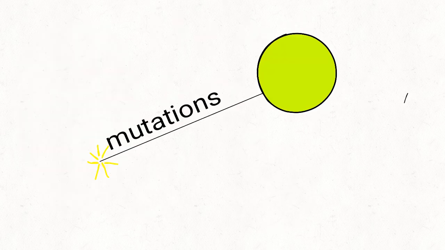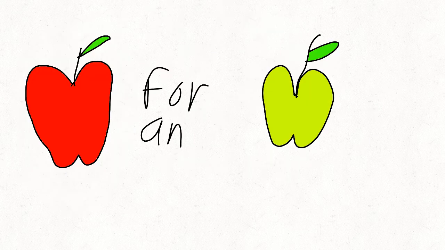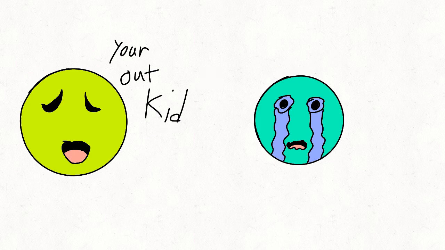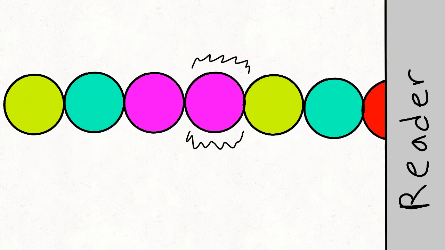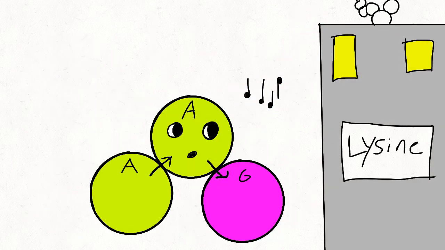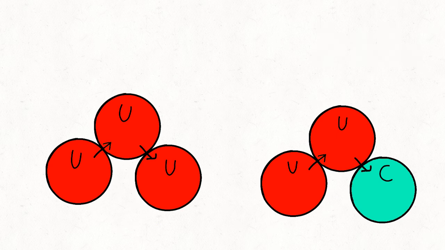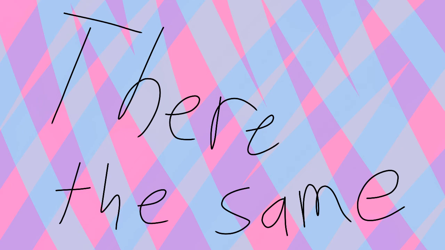Now, let's start with point mutations. There are 3 types of point mutations. The first one is substitution, where one nucleotide replaces another. This can cause the codon to change and tell the ribosomes to make the wrong amino acid, or it may say the same thing as the other one did.